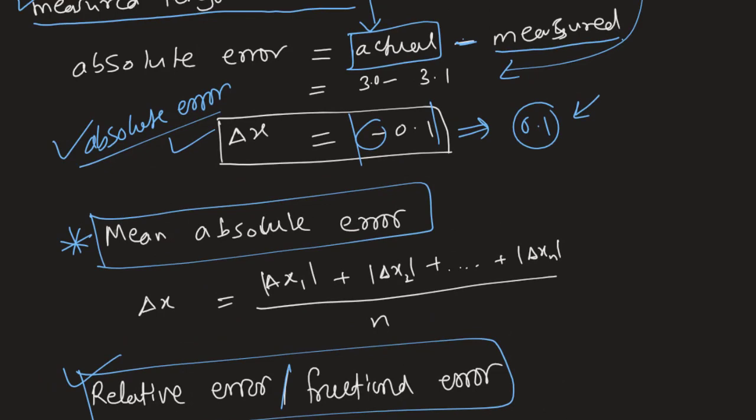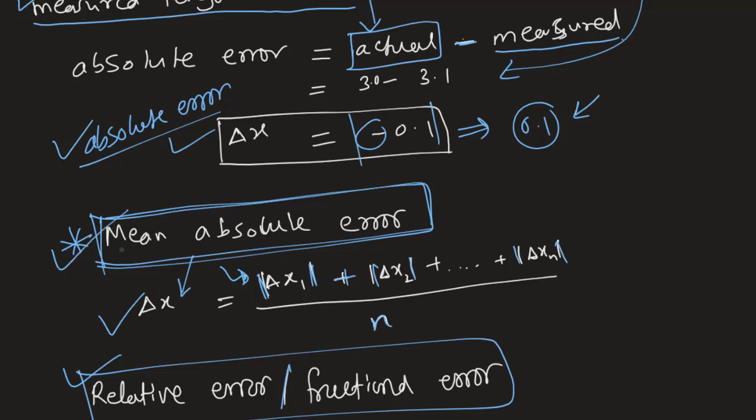Now let us look at this mean absolute error. So what happens is that since there are errors, what we do is that we take multiple readings, okay? And after taking multiple readings, we take the absolute error for each reading, say delta x1, delta x2, delta xn, like that. And once we have these multiple absolute errors, we just take the modulus of that, take the sum of that, and then divide by the number of readings. And finally, what we get is the mean absolute error. So that is called mean absolute error.